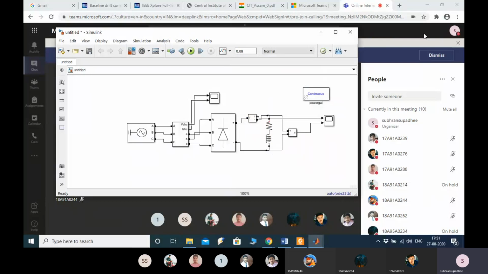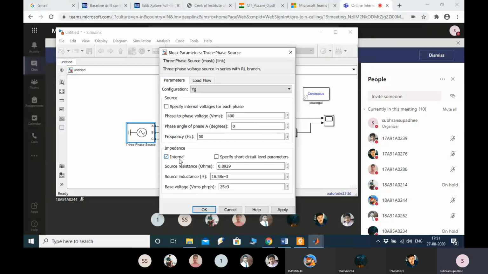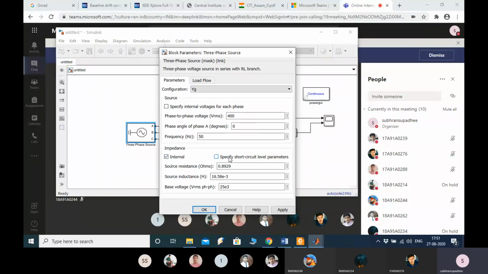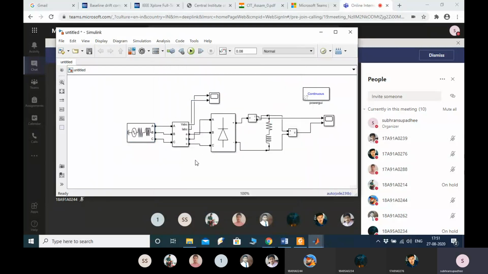So this class we have started the power electronics, the basic rectifier circuits. We have shown the bridge rectifiers with a single phase source as well as the three phase source, and we have studied the source harmonics. Also, you can include source inductance over here, internal. Everything over here you can include, and then also you can analyze these things.